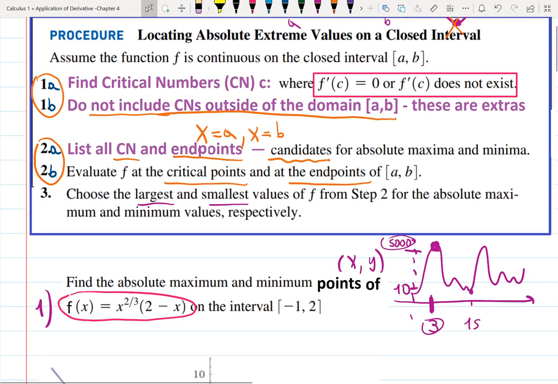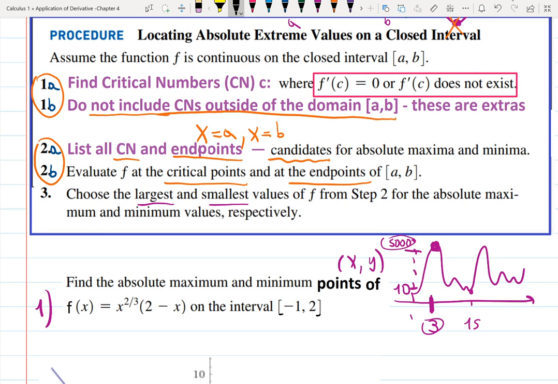Okay, here's the function: f(x) = x^(2/3) (2 - x) on the given interval [-1, 2]. If you see this type of question, when the interval is given and the function is continuous, it means we want to find local and absolute extreme values. To use those steps you see right now, we just listed them all.